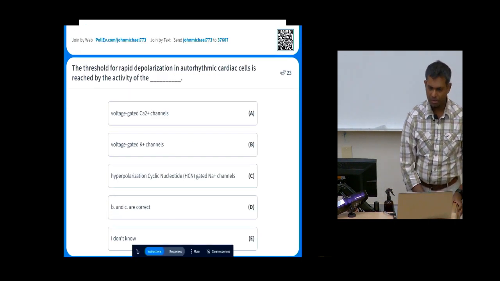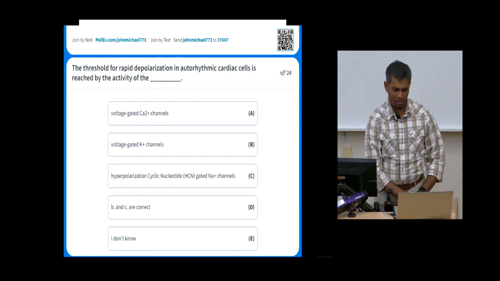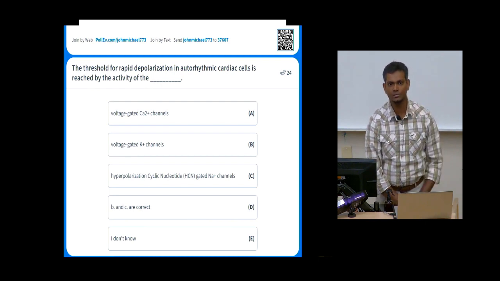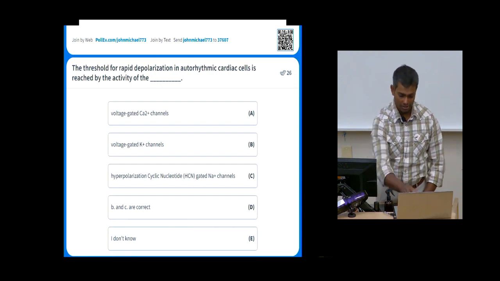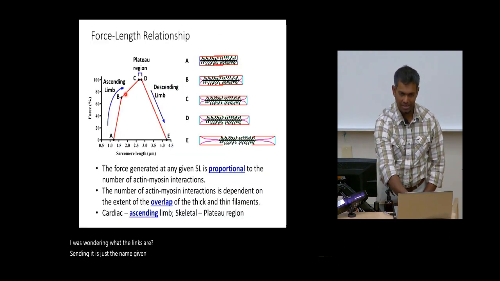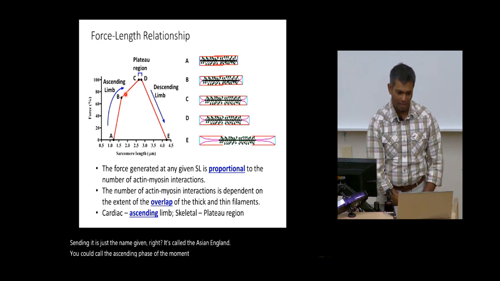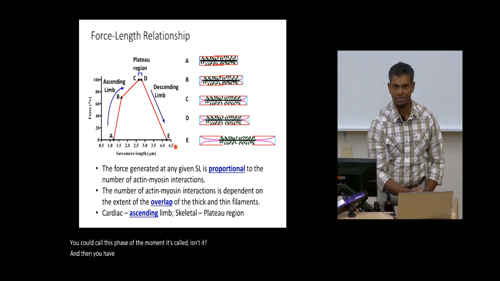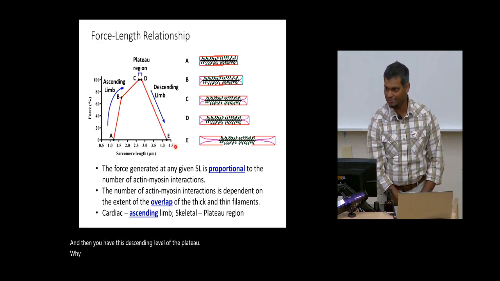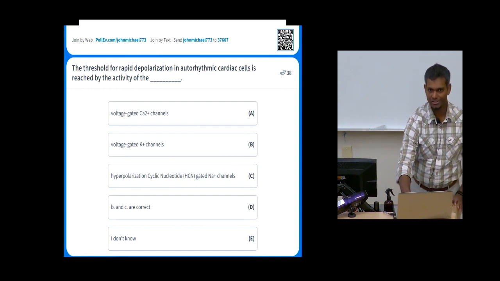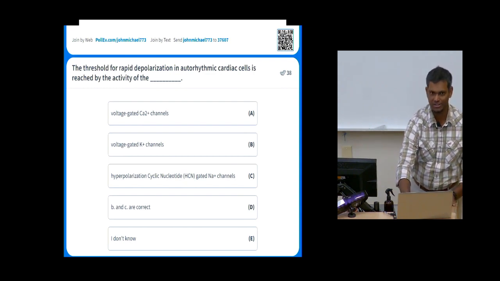Moving on, the threshold for rapid depolarization in the autorhythmic cells is reached by the activity of what? Yes, what's your question? Oh, it is just the name given, right? This is called the ascending limb. You could call it the ascending phase if you want. It's called the ascending limb. And then you have this descending limb and the plateau region. If you want to call it ascending region, descending region, that's fine too. But in science we have certain terminology and we choose to stick to that, right?